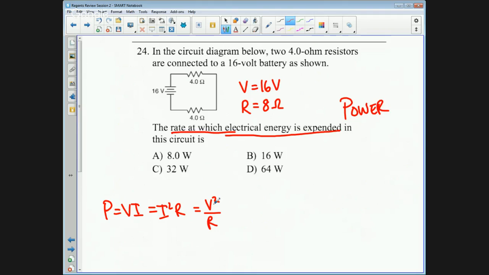So the formula I'm going to use is this one right here, right? So 16 squared over 8. I don't know 16 squared off the top of my head. So that's 256 divided by 8, which is 32 watts. So the answer is C.